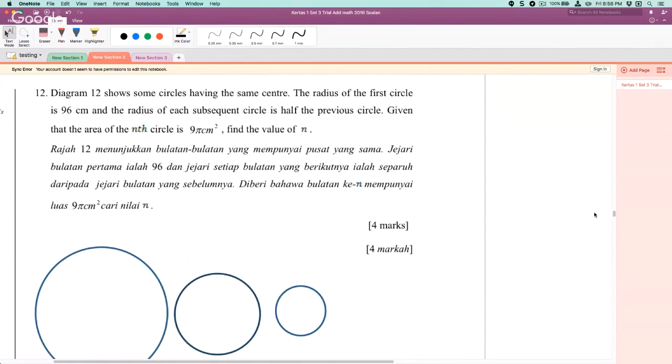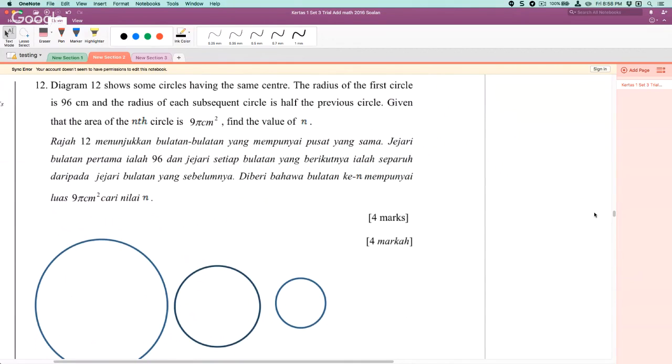Diagram 12 shows some circles having the same center, and the radius of the first circle is 96 centimeter. The radius of each subsequent circle will be half of the previous circle, so it will be 96 divided by 2. So here is 48, and then you keep on dividing by 2, this is 24, and so on. Given that the area of the nth circle is 9 pi centimeter square, find the value of n.